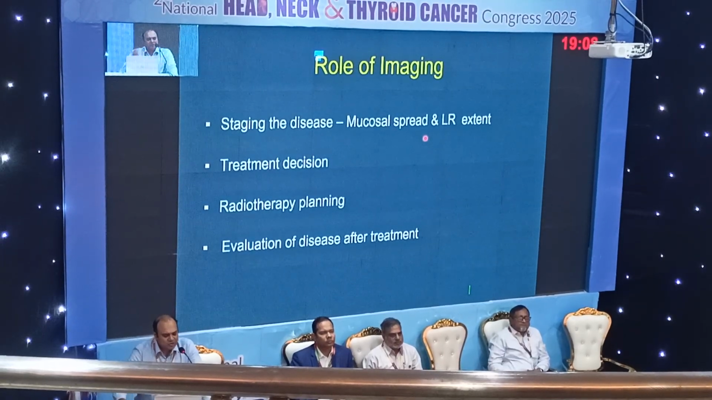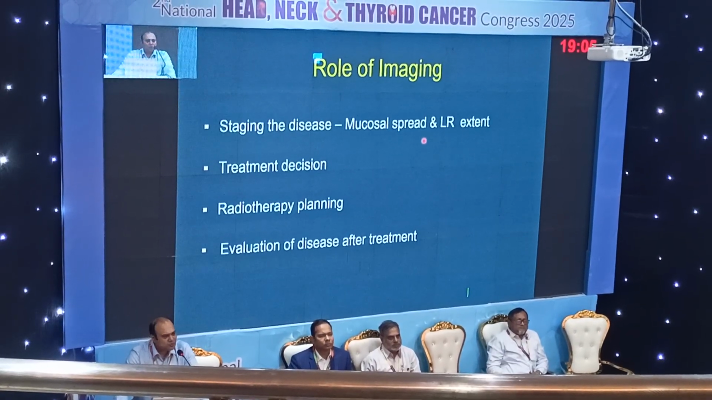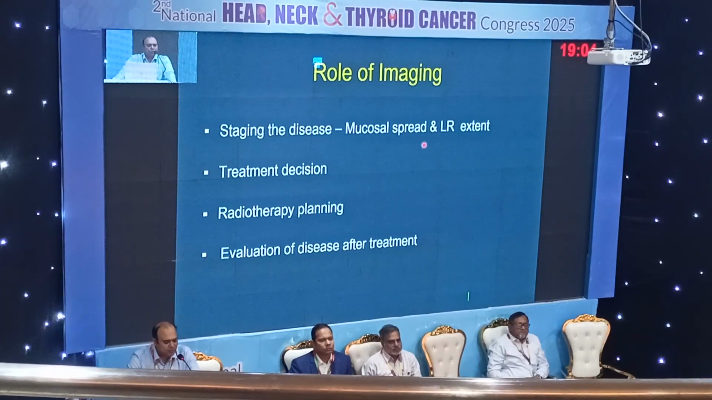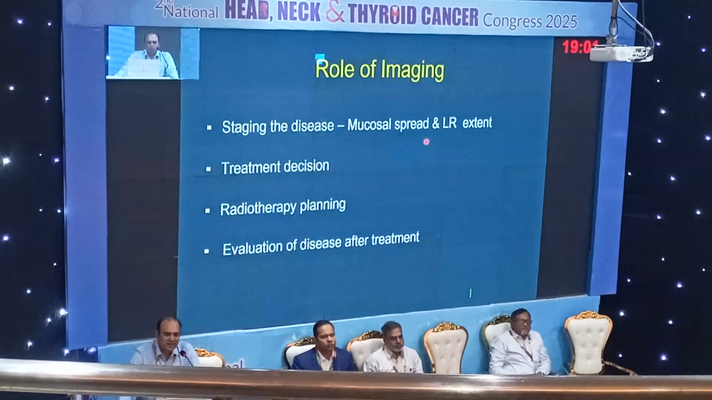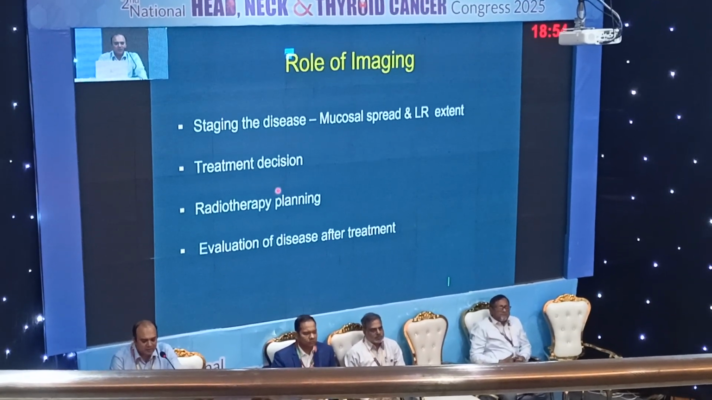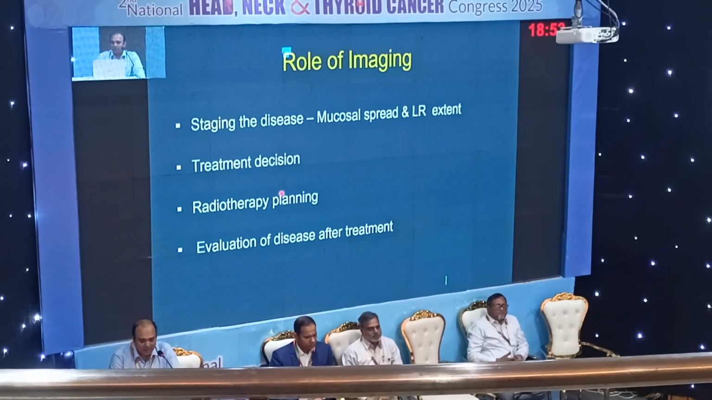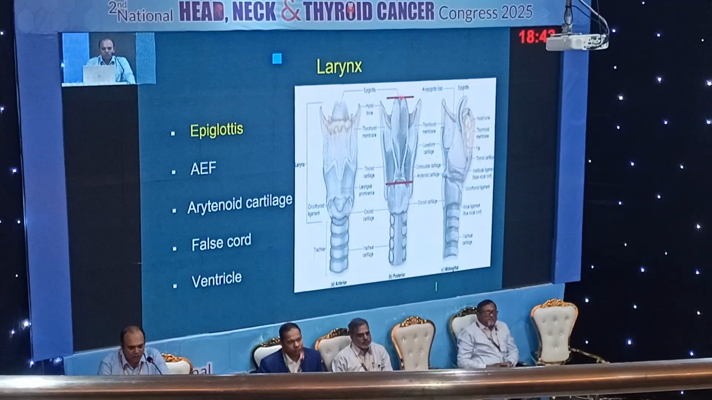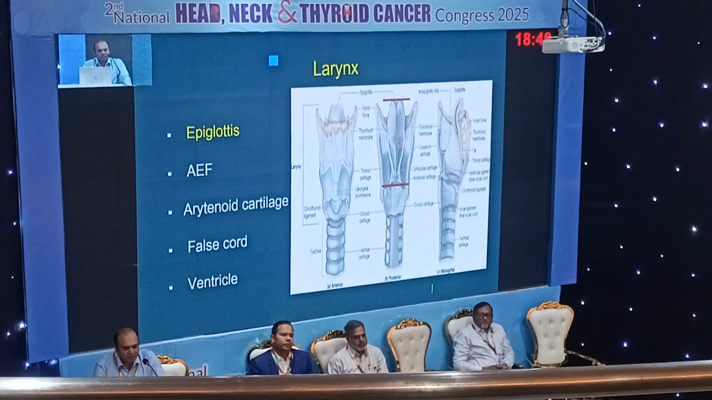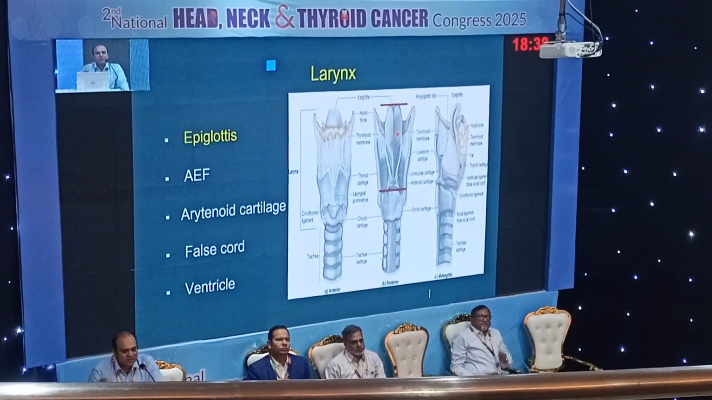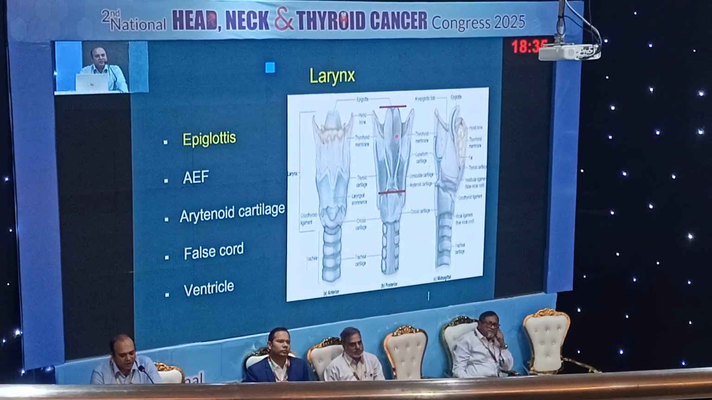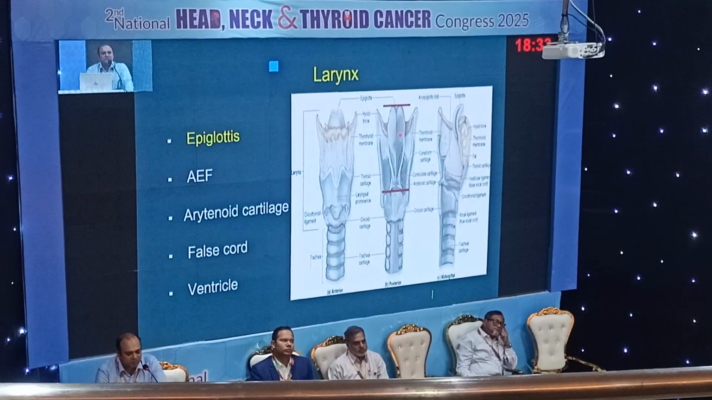If you look into the imaging, why do you need imaging? One, to see the disease, to look at the mucosal spread, locoregional extent, decide the treatment, and for radiotherapy planning. The larynx extends to the caudal edge of the cricoid cartilage. It extends from the C3 to C6 vertebra. It is divided into supraglottis, glottis, and subglottis.